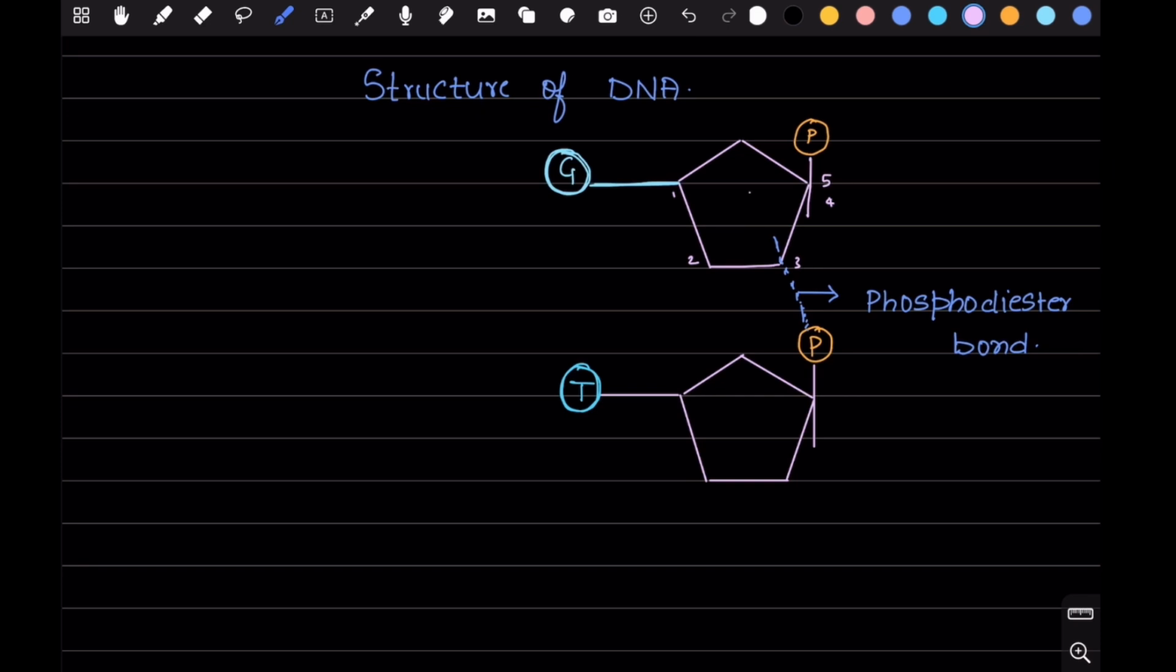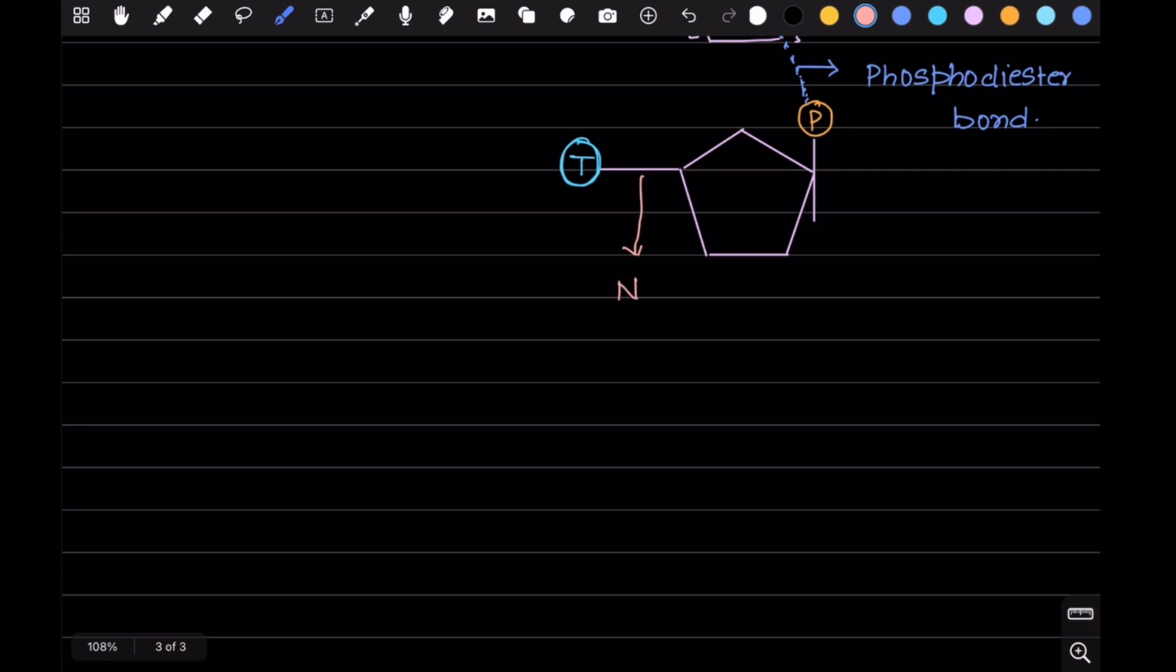Let's make the bonds clear once more. The bond between the sugar and the phosphate is called the phosphoester bond. The bond between the sugar and the nitrogenous base is called the N-glycosidic bond.